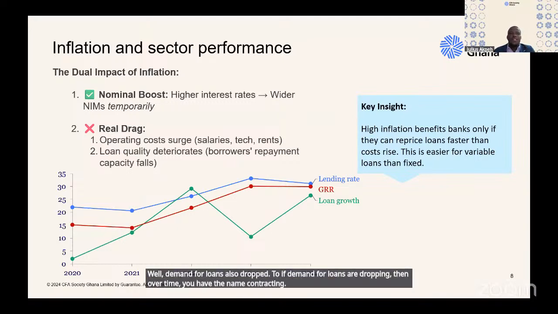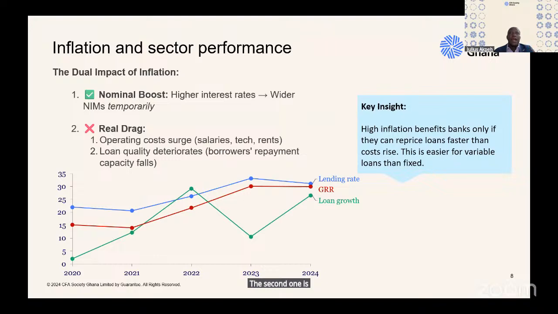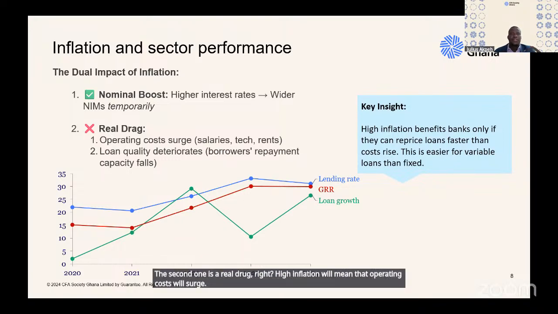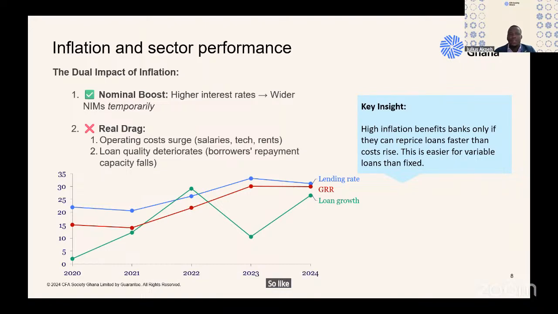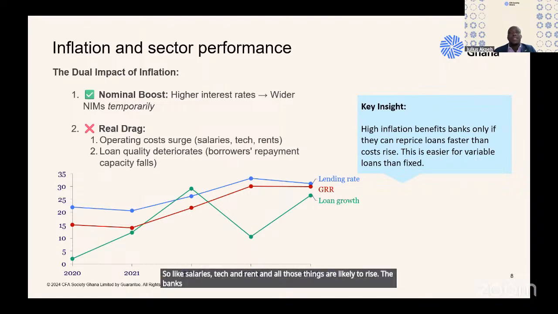The second one is a real drag. High inflation will mean that operating costs will surge, like salaries, tech, and rent, and all those things are likely to rise. The banks may want to adjust their salary compensations and tech and all those kinds of things. These are real issues that banks face.